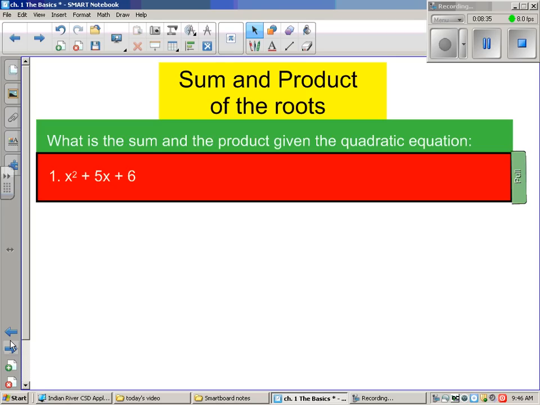So if I was to look at this question, x squared plus 5x plus 6, what's the sum? Remember, the sum is found right here. But remember, we changed its sign. Do you remember that? I hope so. Because if you remember that, then it's quick and easy to say, okay, the sum is negative 5. The product is 6. Let's do another one.